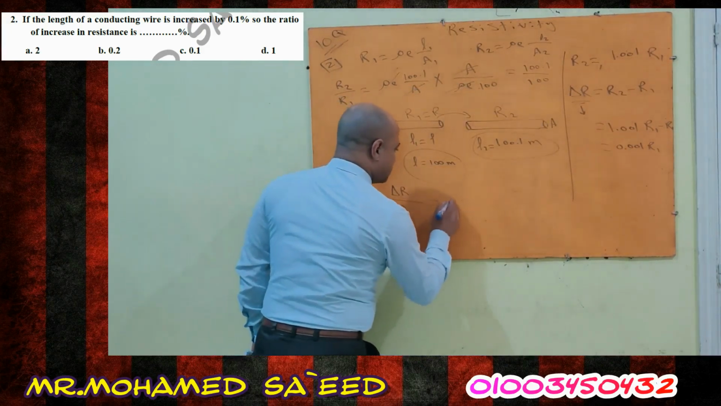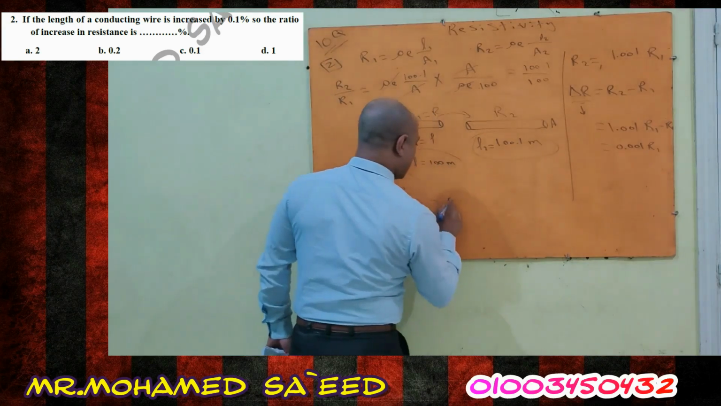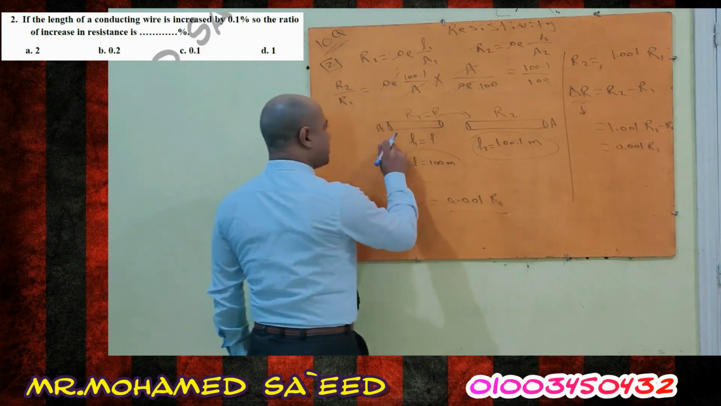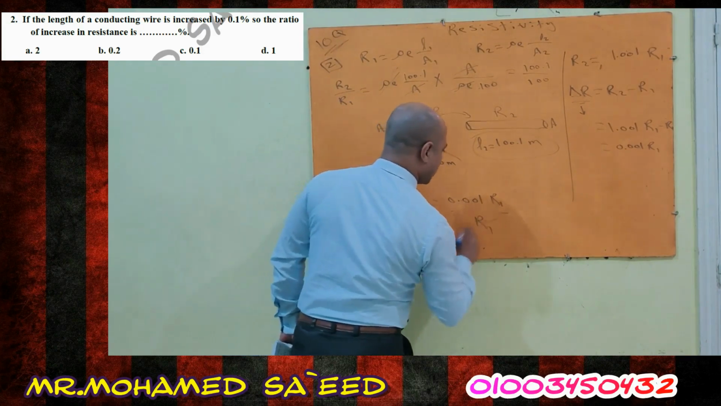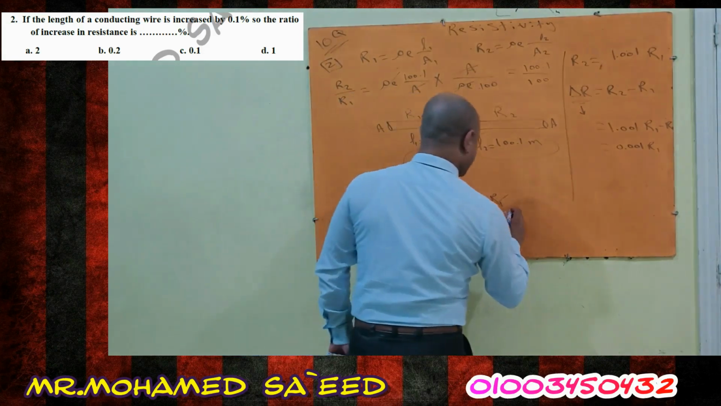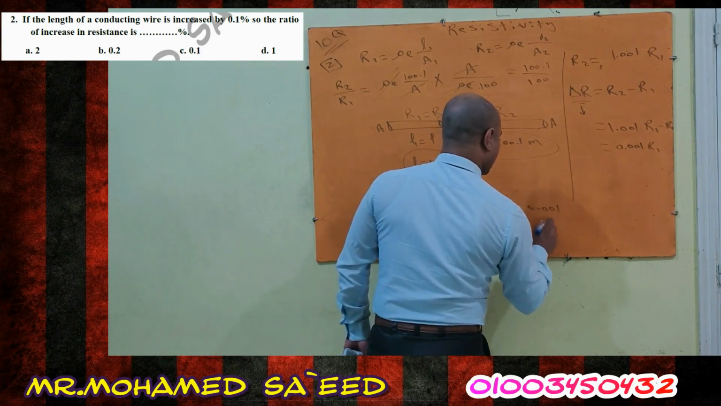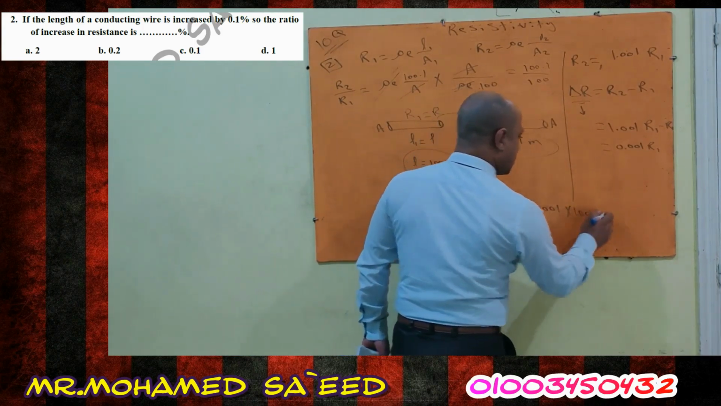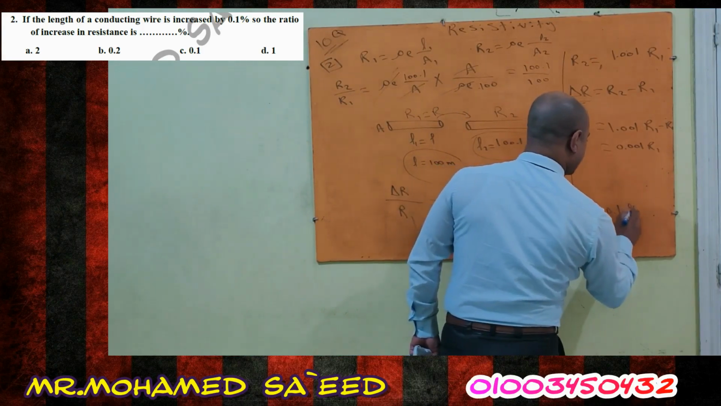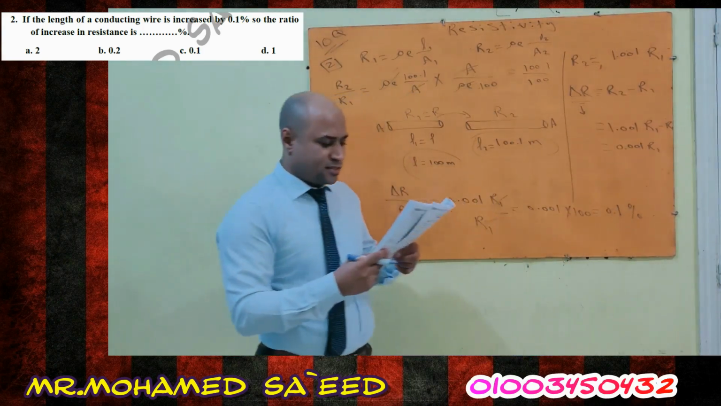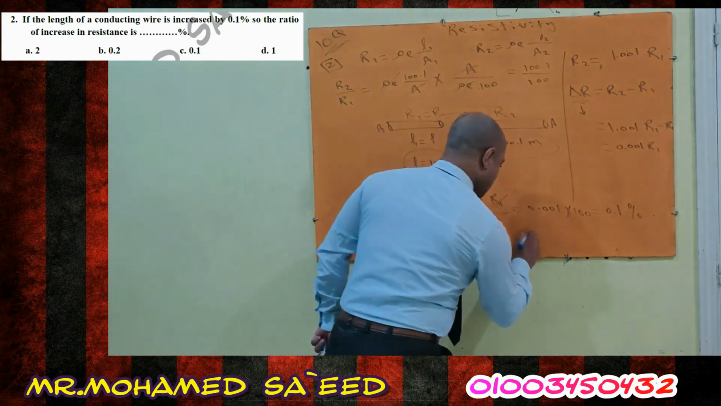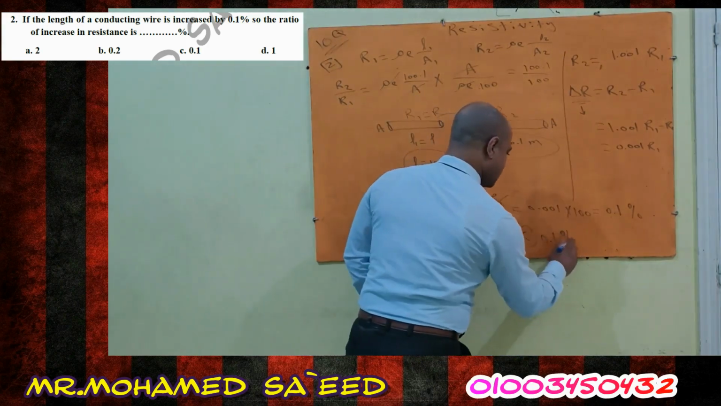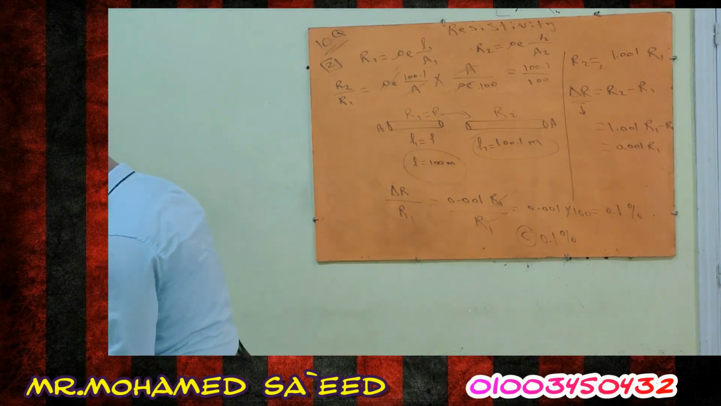So delta R over the original resistance equals 0.001 R1 over R1. R1 cancels with R1, which equals 0.001 times 100 equals 0.1%. So the true answer is C. 0.1%. Okay, another question.